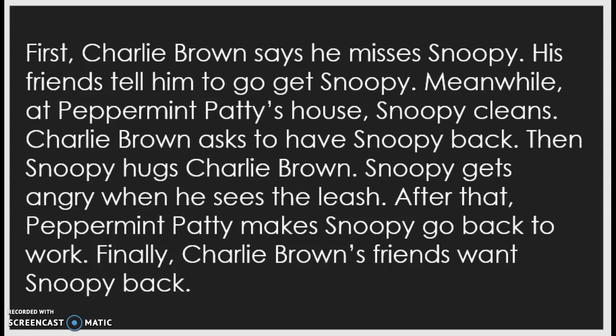It says, first, Charlie Brown says that he misses Snoopy. His friends tell him to go get Snoopy. Meanwhile, at Peppermint Patty's house, Snoopy cleans. Charlie Brown asks to have Snoopy back. Then Snoopy hugs Charlie Brown. Snoopy gets angry when he sees the leash. After that, Peppermint Patty makes Snoopy go back to work. Finally, Charlie Brown's friends want Snoopy back.